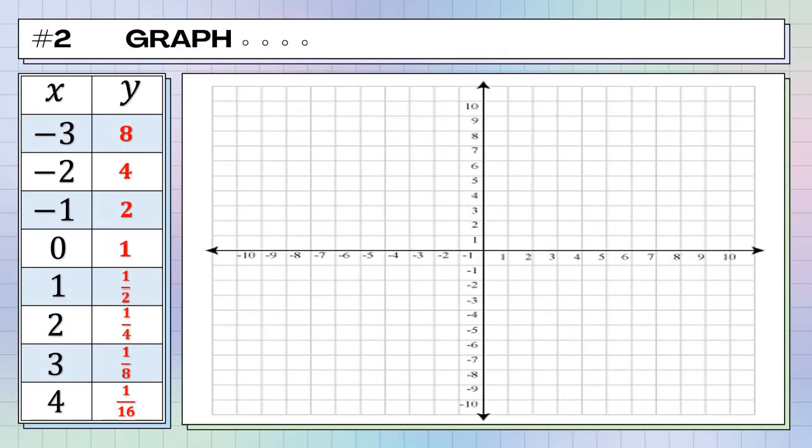So these are the points that we need to plot on the Cartesian plane. First, we have negative 3, 8. Next, negative 2, 4. Negative 1, 2. 0, 1. 1, 1 half. 2, 1/4. 3, 1/8. And then 4, 1/16. And then connect all the points. So this will be your graph.